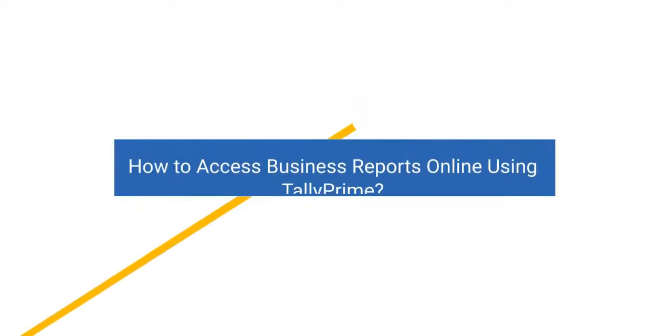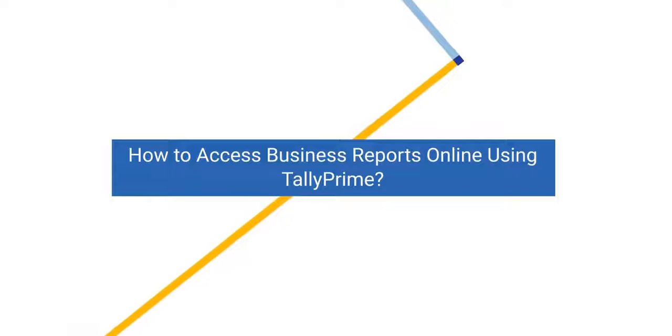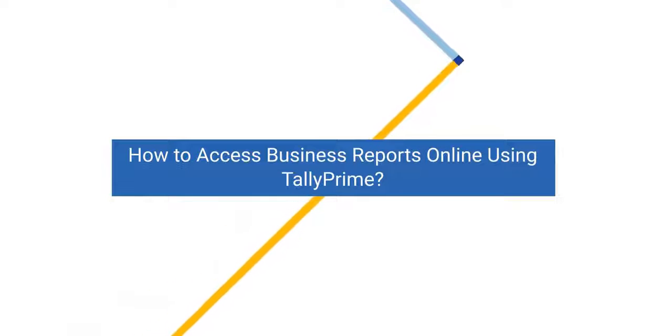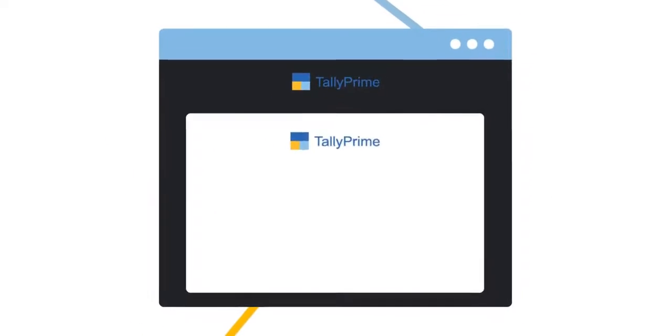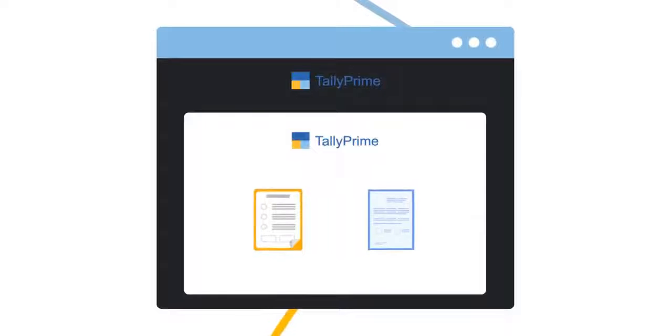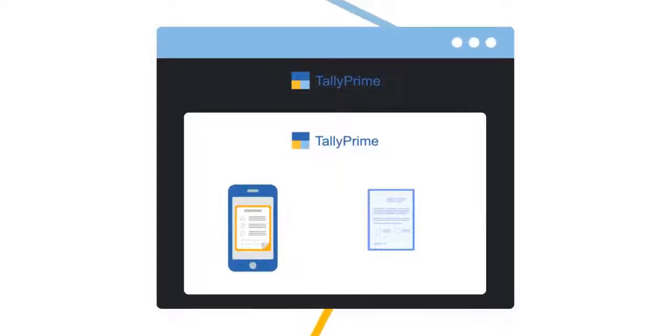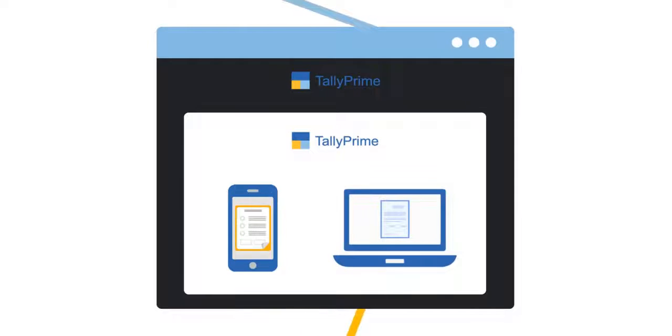In this session, you will learn how to access business reports online using TallyPrime. Using TallyPrime, you can access reports from a web browser, on mobile, or any device, anywhere with utmost security. Let's start with a quick one-time setup.